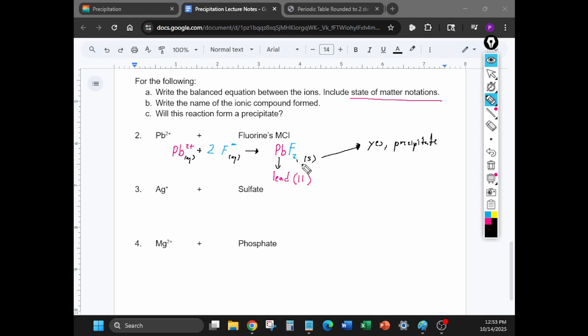All right, and then the second part of the name, with F. F is fluorine, and since it's an anion on the periodic table, you change the ending to fluoride. So that's going to be the name of this compound right here. Lead 2 fluoride.